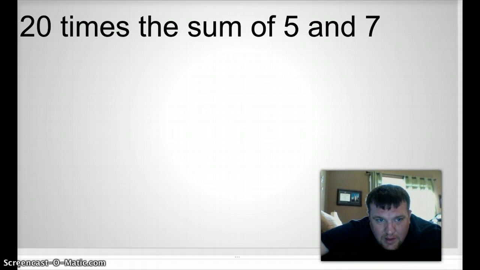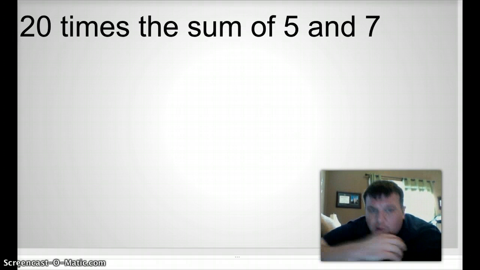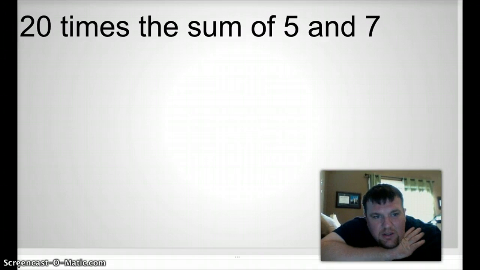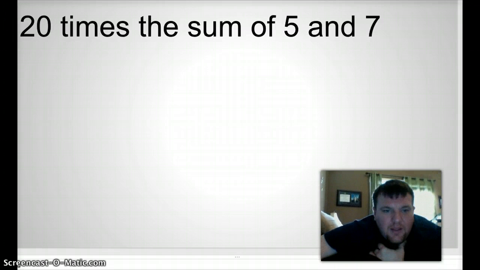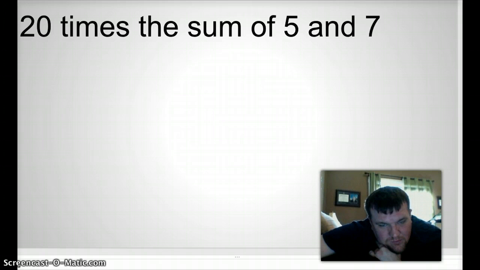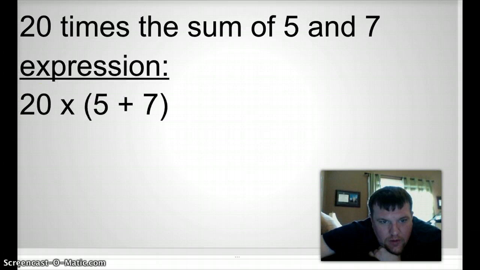20 times the sum of 5 and 7. On your boards or paper, I want you to try to write down what that expression would look like. Twenty times the sum of 5 and 7. Hopefully you wrote down this as the expression: 20 times the sum of 5 and 7.